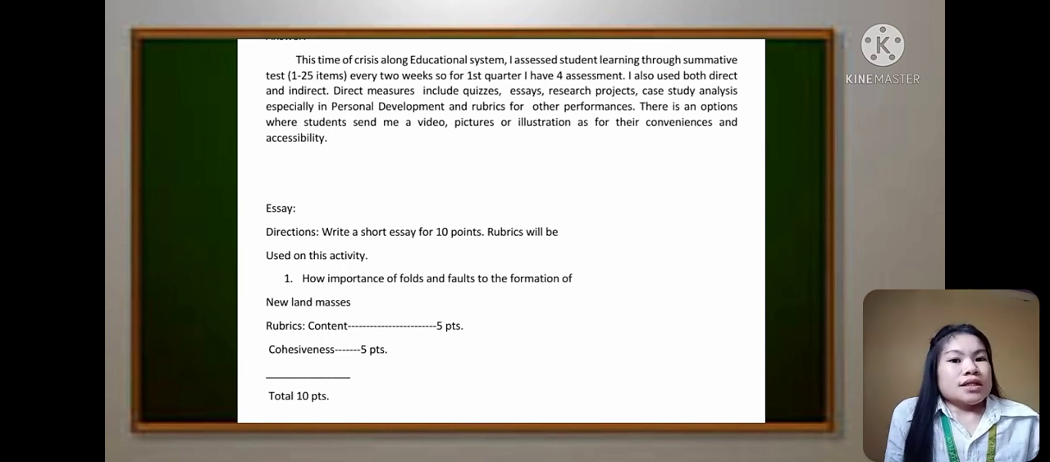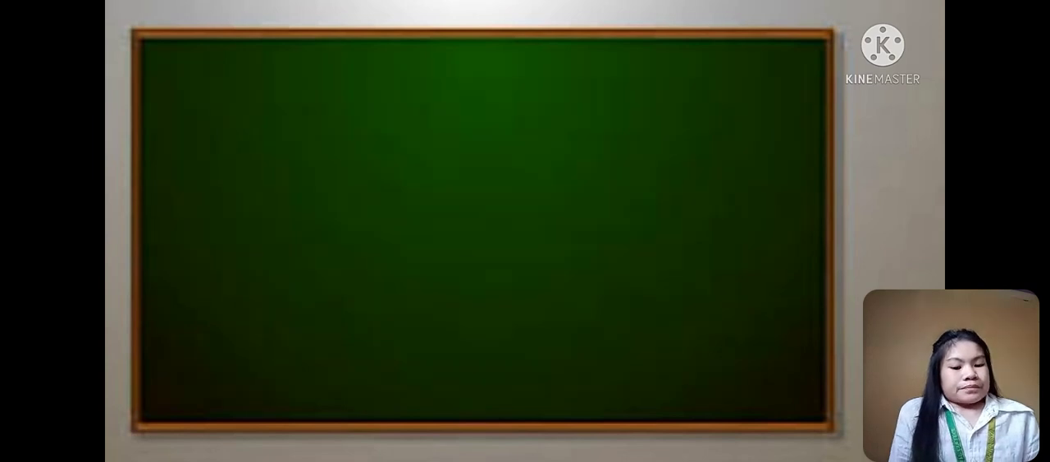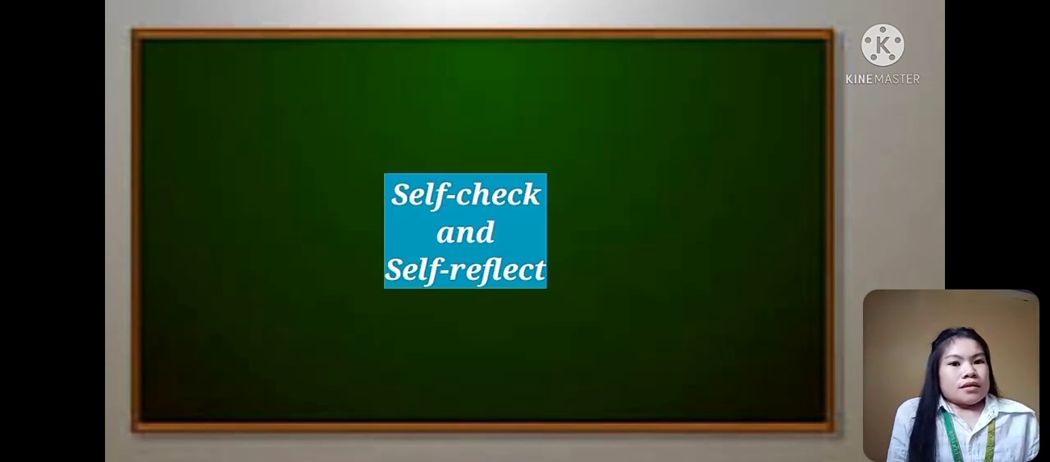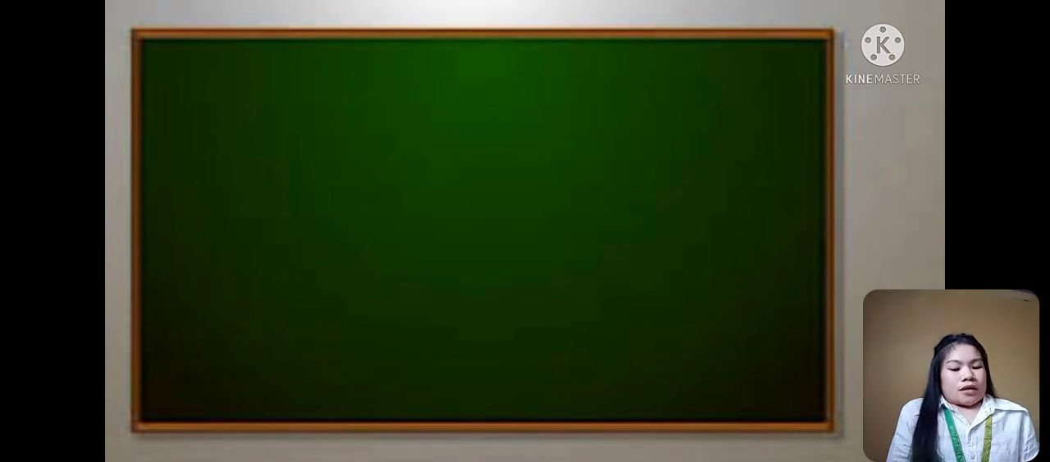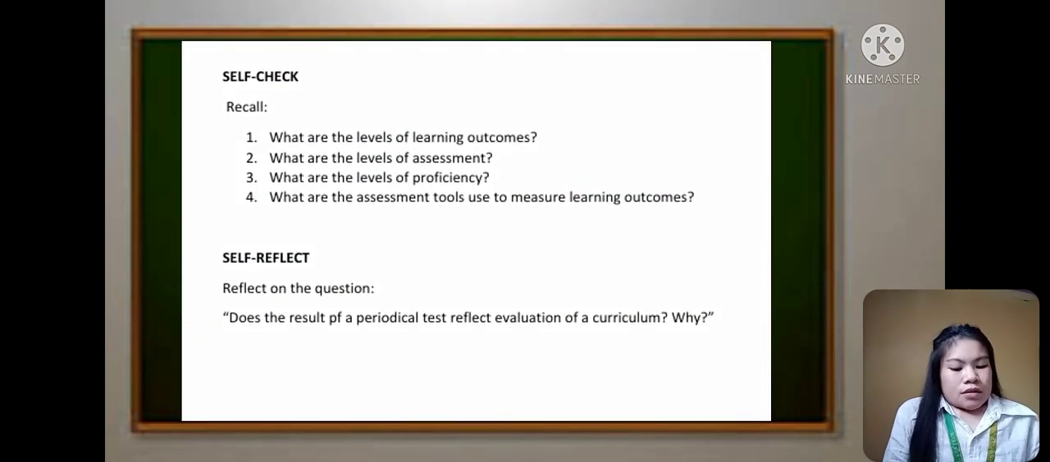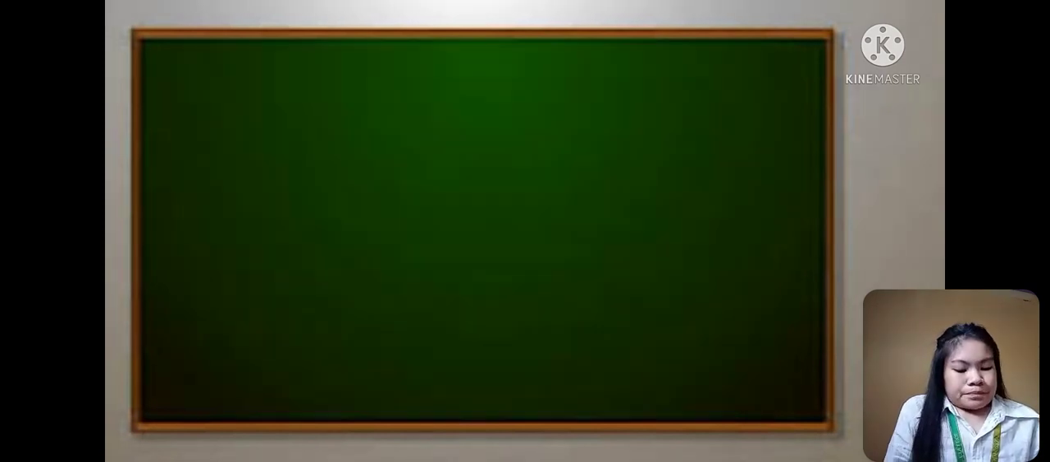So here is the example of the teacher's essay. Self-check and self-reflect of my lesson. Self-check. 1. What are the levels of learning outcomes? Number 2. What are the levels of assessment? Number 3. What are the levels of proficiency? And number 4. What are the assessment tools used to measure learning outcomes? And self-reflect. Does the result of a periodical test reflect evaluation of a curriculum and why?